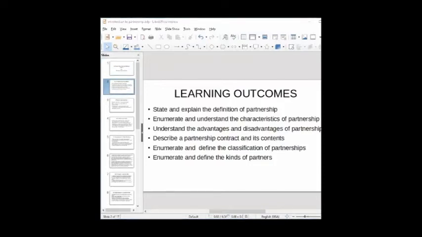This module will introduce you to the basic concepts and theories about partnership. This will present to you the definition, characteristics, advantages, and disadvantages of partnership, with the details of a partnership contract or articles of partnership, the classification of partnership and its definition, and the kinds of partners and how they are distinguished from one another.